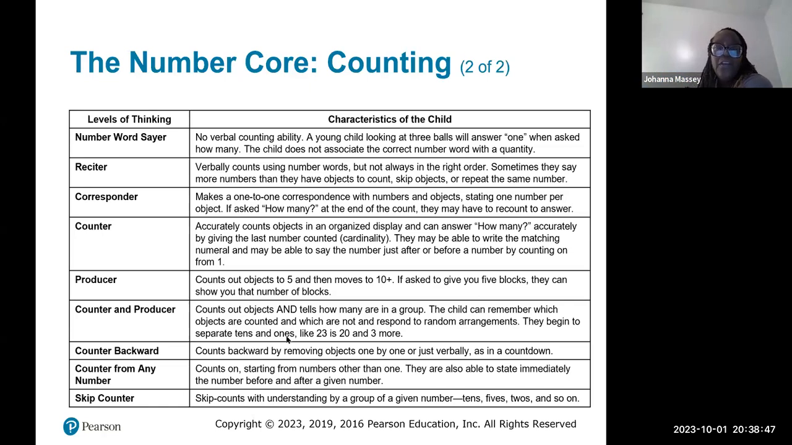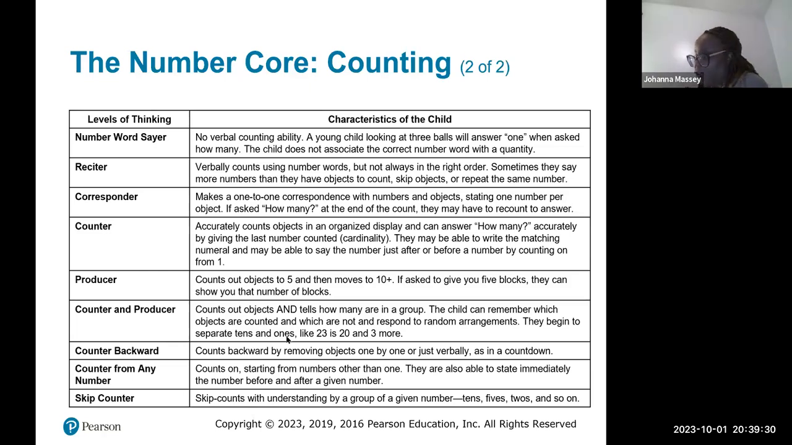Then you've got your reciter. Reciters can verbally count using number words, but not always in the right order. Sometimes they say more numbers than they have objects, so they don't have that one-to-one correspondence, right? They may skip some objects or repeat the same number. Then you have corresponders. They make a one-to-one correspondence with numbers and objects, stating one number per object. If you ask them how many at the end, they may have to recount, because they're not associating the last number, the cardinality aspect of it.